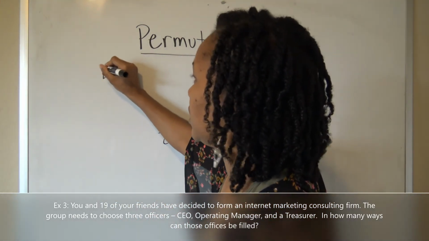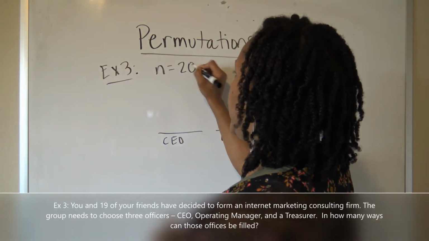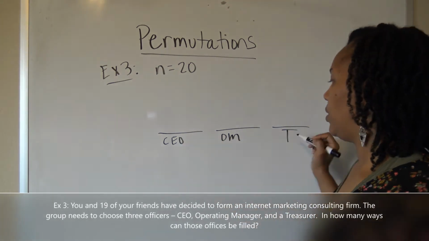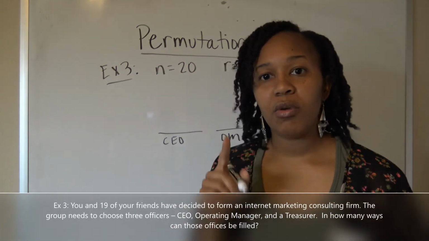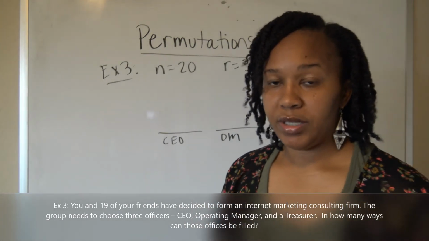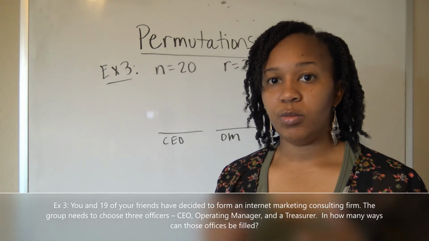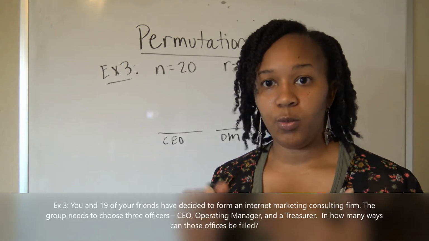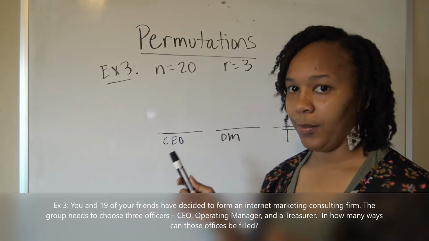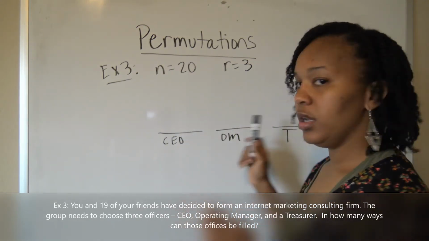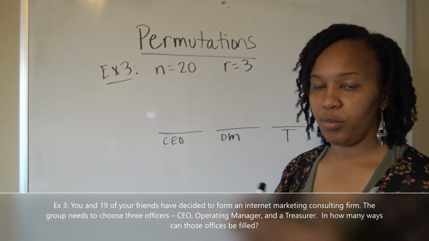So this is example 3. Since there are 20 of you total, then your n is 20. Well, how many positions are being filled? There are 3 positions being filled. Now, first of all, you have to know, is this a permutation? Remember what a permutation was: no item will be repeated. Meaning you won't have the same person as the CEO and operating manager. All of these will be 3 different distinct people in those positions, okay?